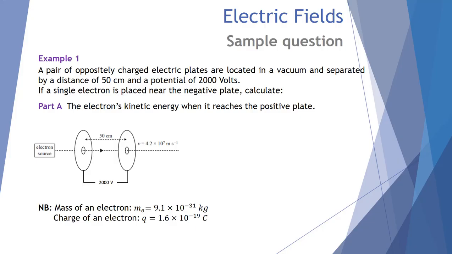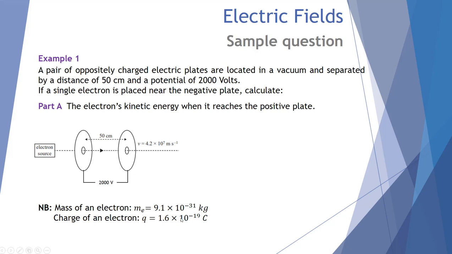Number one, a pair of oppositely charged electric plates are located in a vacuum and separated by a distance of 50 centimeters and a potential of 2000 volts. If a single electron is placed near the negative plate, calculate, part A, the first part of this question, the electron's kinetic energy when it reaches the positive plate. So here we have our two plates. An electron starts on the negative and travels across to the positive. Now note down the bottom, the mass of the electron, m(e), is 9.1 × 10⁻³¹ kilograms, and the charge of an electron, Q, is equal to 1.6 × 10⁻¹⁹ coulombs.